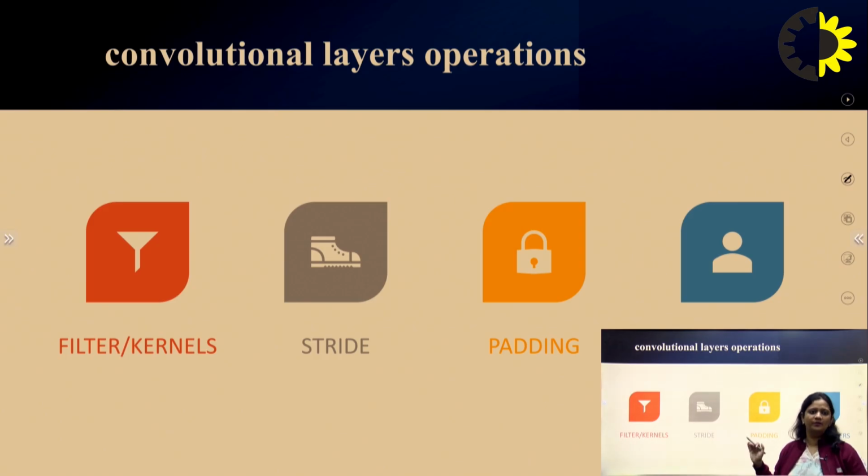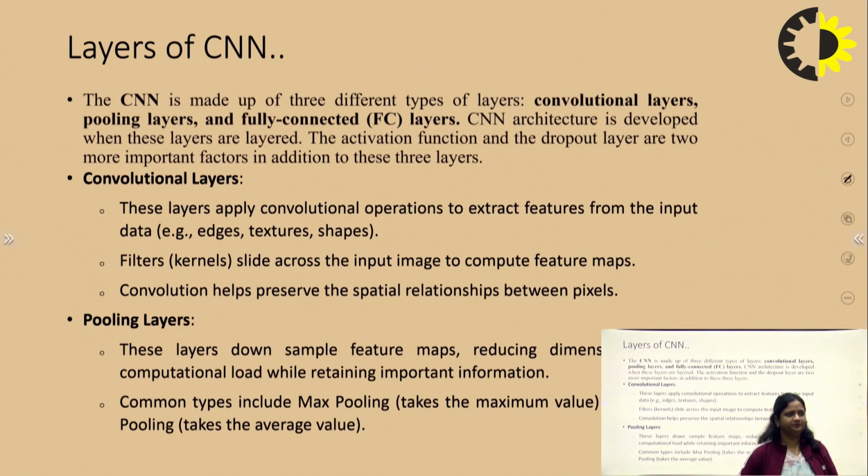These are the operations: filter, stride, padding and pooling, that we apply on an input image so that we get the reduced dimension of an image, and also this is a procedure to extract features from that image. Now we will discuss the functions of every layer of CNN.